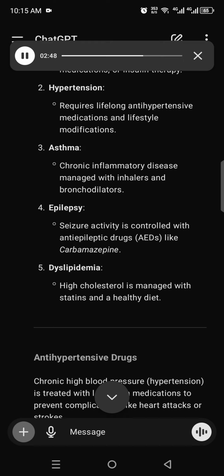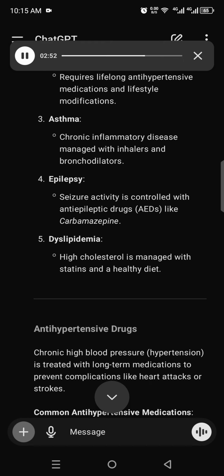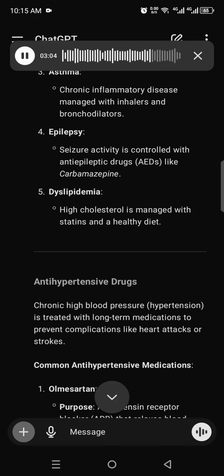3. Asthma. Chronic inflammatory disease managed with inhalers and bronchodilators. 4. Epilepsy. Seizure activity is controlled with anti-epileptic drugs, AEDs, like carbamazepine. 5. Dyslipidemia. High cholesterol is managed with statins and a healthy diet.